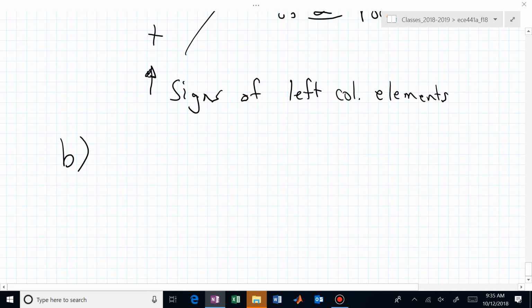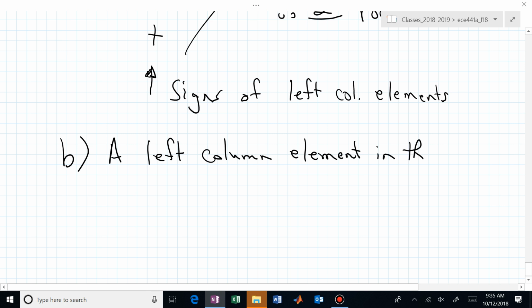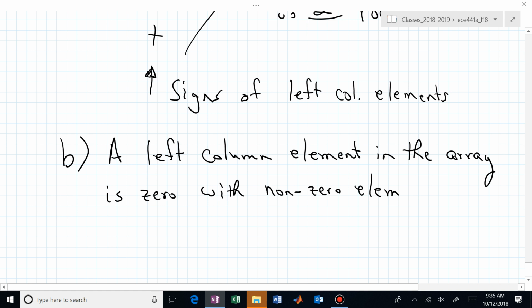Case B. Case A was when we constructed the Routh array and had all non-zero entries in the leftmost column. The second case is a left column entry, or left column element, in the array as we are building it, is 0, with in fact non-zero elements elsewhere in that same row.